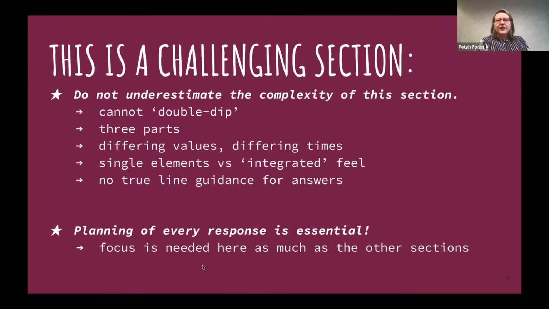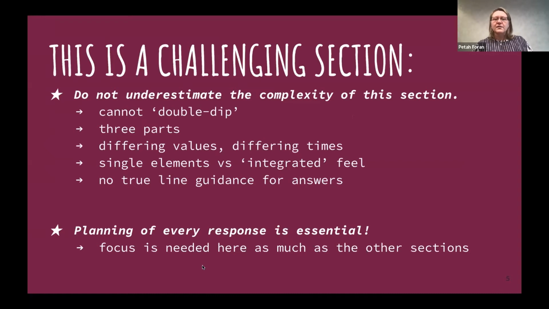So it's a challenging section. Please do not underestimate the complexity of this section. You cannot double dip. So if you have chosen to do Christianity, for example, in section 3, you cannot do Christianity in section 2. So in your reading time, you have to look at those two lots of questions for section 3 and section 2 very carefully and decide which of your religious traditions you're going to do where.